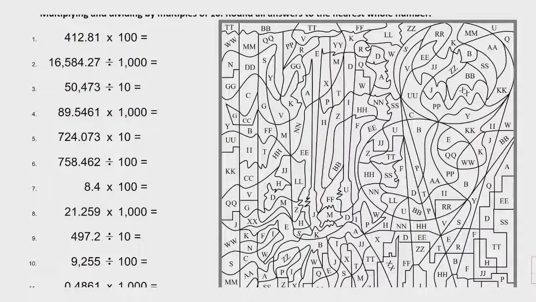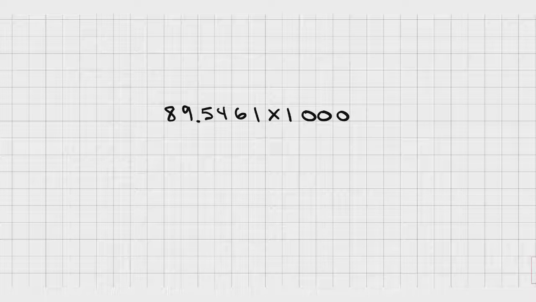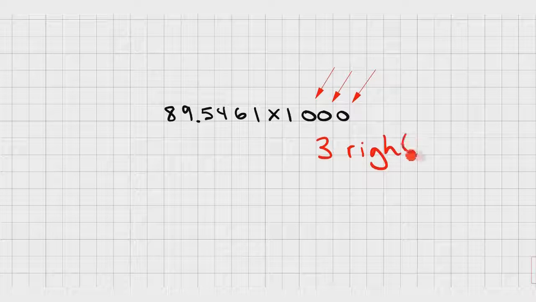Let's come over here to our other piece of paper, and we just said we had 89.5461 times 1,000. And if we do our little zero count, we have 1, 2, 3 zeros. So that tells us we are going to move the decimal 3 spaces to the right to make the number bigger. Here's our decimal. So we just go 1, 2, 3. So our decimal is there now.